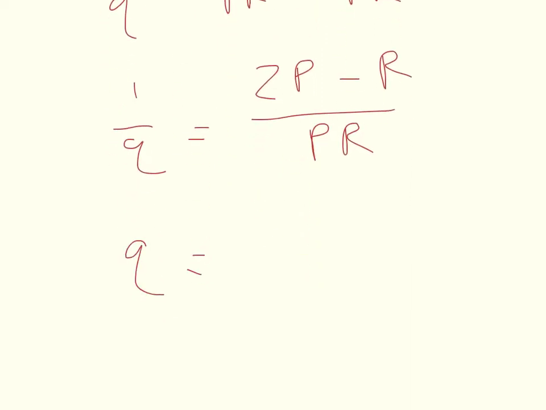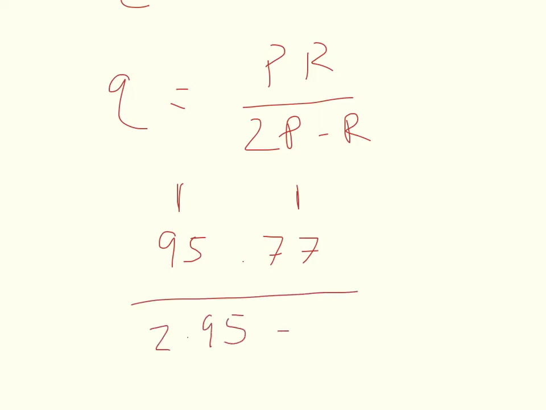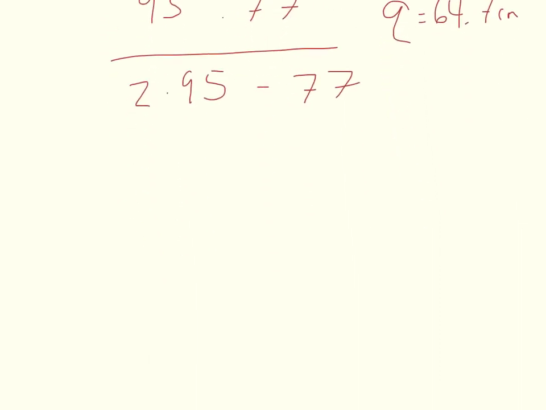So I'll get Q is equal to P times R over 2P minus R. And since my answer is in centimeters, I don't have to convert to SI units. So I'm going to get 95 centimeters times 77 centimeters, those are my P and my R, divided by 2 times 95 minus 77. You should get that Q is equal to 64.7 centimeters.